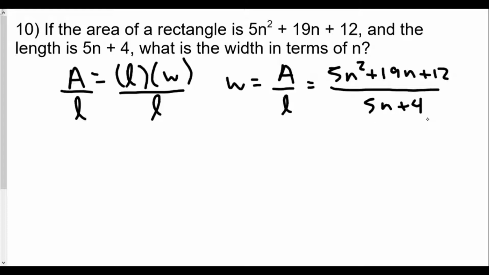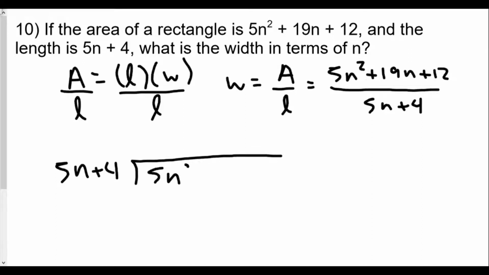Now, some of you are probably thinking, how do we do this now? Well, it's definitely possible. If you want to factor the numerator, that's totally good. We can also do long division. And a very short long division problem, we're going to take the 5n plus 4 and divide it into the 5n squared plus 19n plus 12.